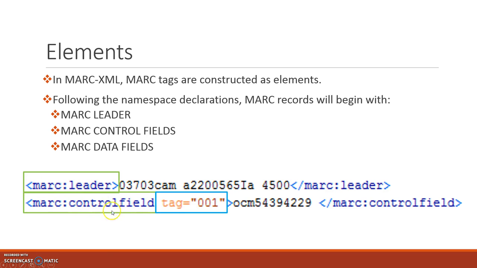In this second element, the control field, we also have an attribute. That attribute is the tag, and its value is which tag it's referring to. In this case 001, which is usually a system number. Then we have our value of it in here. So this is how you will structure your elements and their values within MARC.